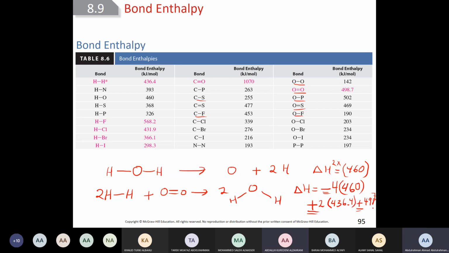Doctor, I didn't understand, doctor. Okay, let's do one more example. Let's say we have N triple bond N plus 3 H single bond H goes to 2 NH3. Okay, what bonds are you going to make?